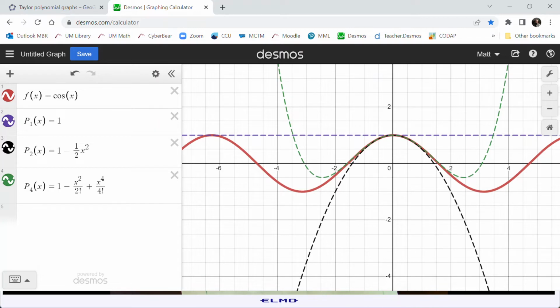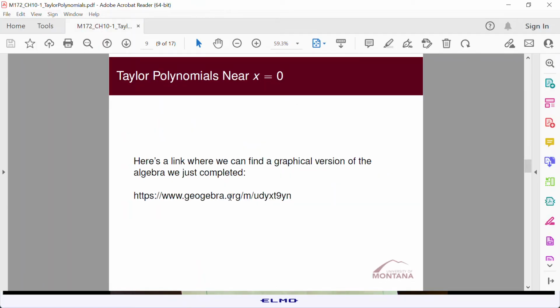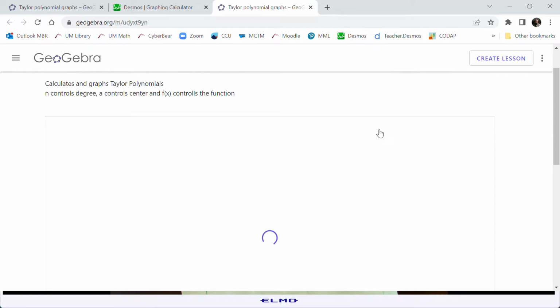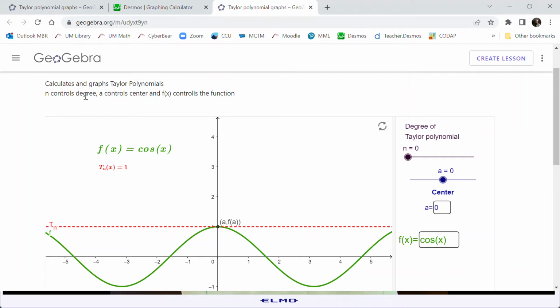Let's see, let's go back to. So here is a graphical version of the algebra we just completed. This is kind of a neat thing to see, and let me just show you what we got here. So if we take a look at this, it calculates and graphs Taylor polynomials. N controls the degree, A controls the center, and f of x controls the function. So I have it set up for the function that we were investigating, cosine. The degree of the Taylor polynomial does include a 0 degree. We started with the 1st degree polynomial.